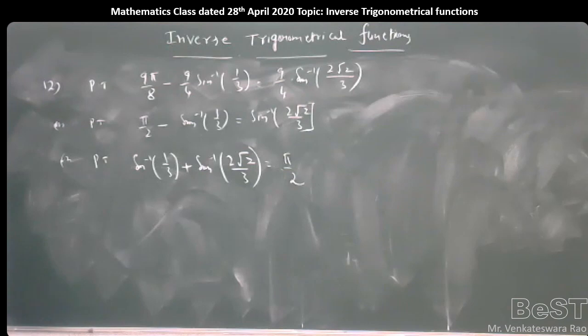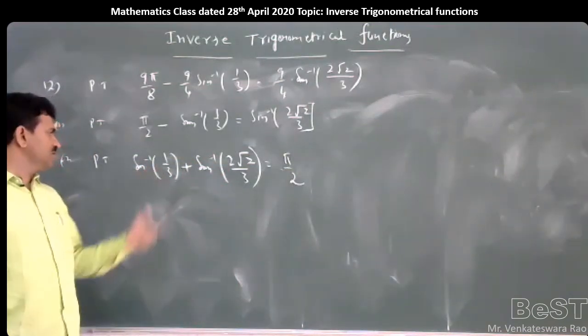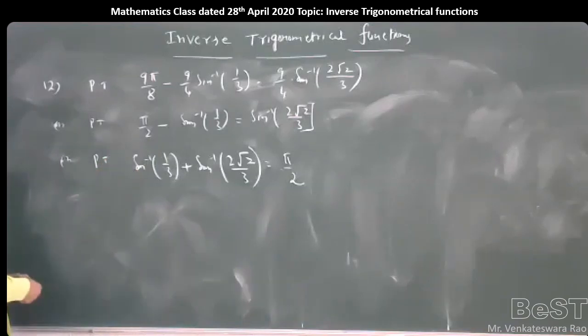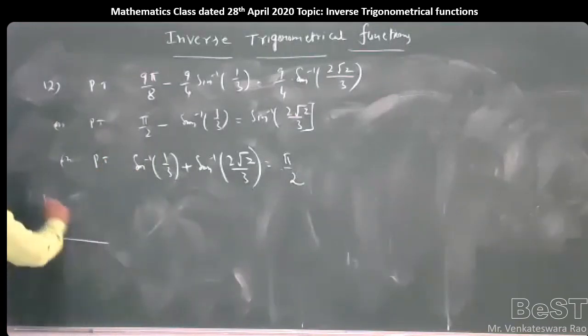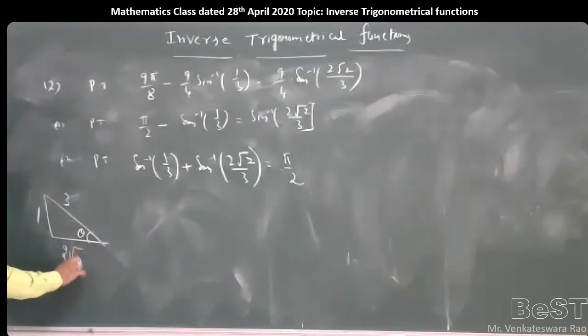Very simple. We know sine inverse of x plus cos inverse of x is pi by 2. See the LHS, I am taking sine inverse of 1 by 3. Let it be theta. Sin theta is equal to 1 by 3. Opposite side 1, hypotenuse value 3. So what is the adjacent side? Square root of 8, which is 2 root 2.